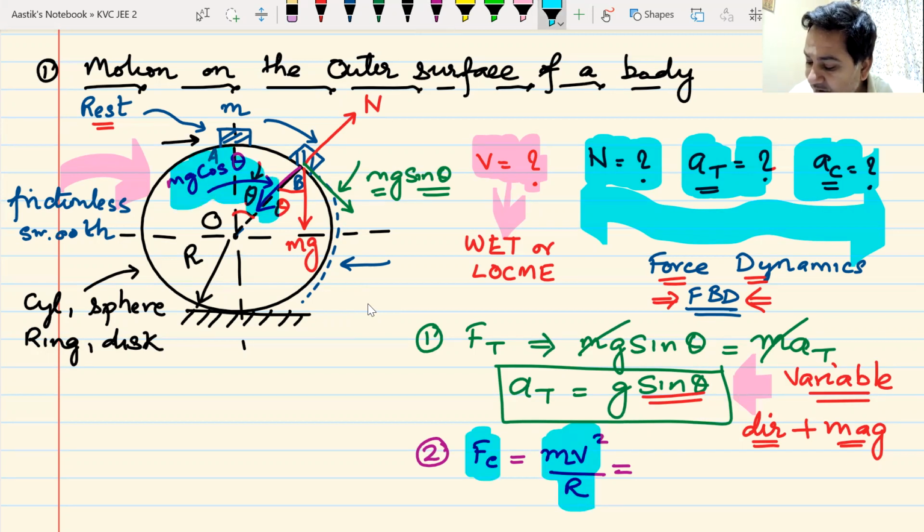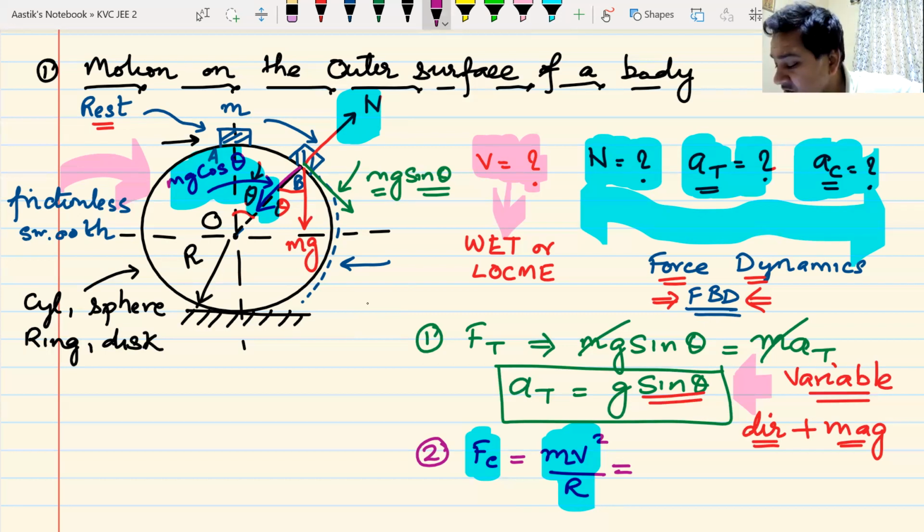Look at what is in the centripetal direction. Sir, mg cos theta. Look at what is in the centripetal direction. Open your eyes and see again. You might find something else there. Do you see anything else? Or you only see mg cos theta? No one sees anything else? mg cos theta minus n.